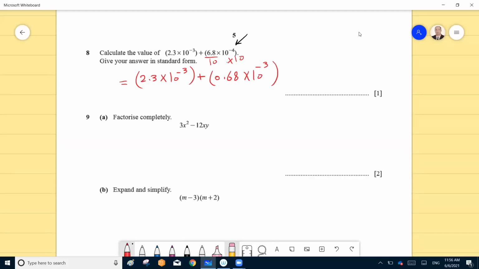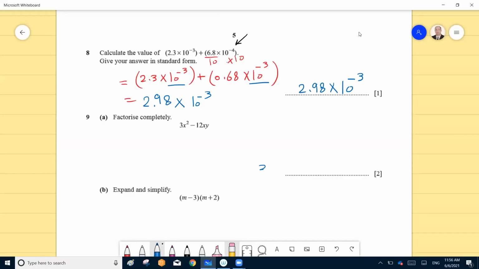Now the power of -3, this part is the same now. 10 power -3, 10 power -3. You just take it as a common factor and just add these two numbers, 2.3 plus 0.68. You will get 8, and 3 plus 6 is 9, 2 plus 0 is 2, and this is the answer, 2.98. And by this method, you will get the answer already in standard form.